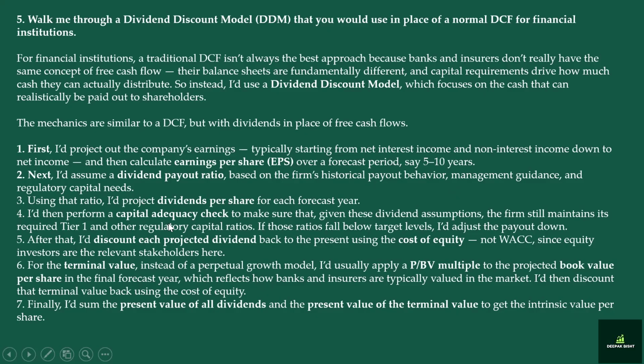Then you will check, if it's a financial institution, they have to maintain certain ratios. So you will do capital adequacy checks to make sure that given these dividend assumptions, the firm still maintains its required tier one and other regulatory capital ratios.